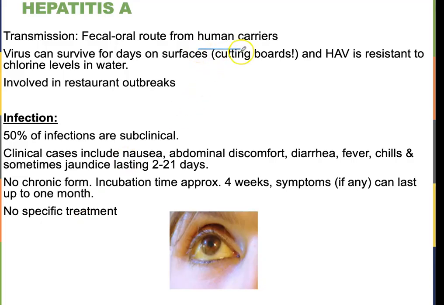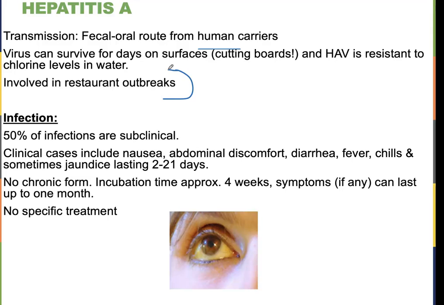The virus is pretty tough. It can survive on cutting board surfaces, let's say, for days. It can also be resistant to chlorinated water. And this is what you find a lot of times in restaurant outbreaks. A worker who is asymptomatic can contaminate surfaces in that restaurant, and it's going to be resistant to chlorine.